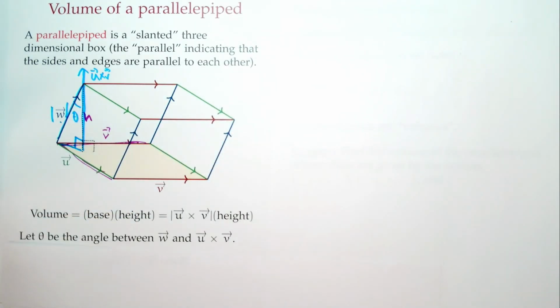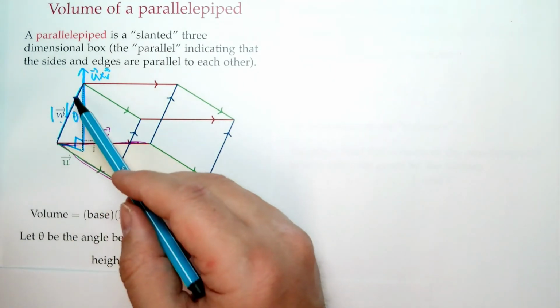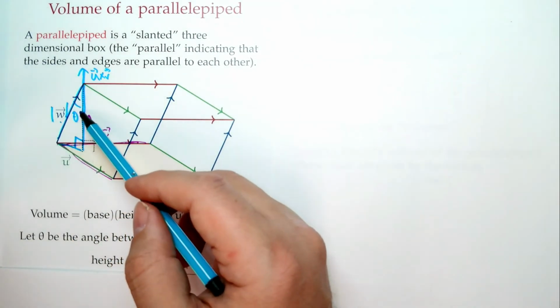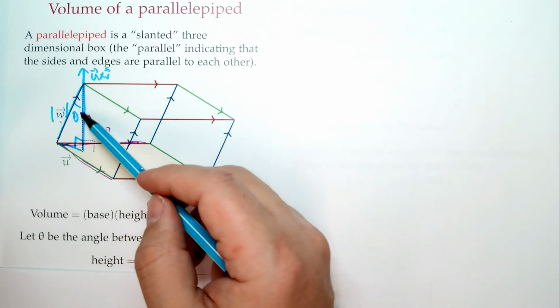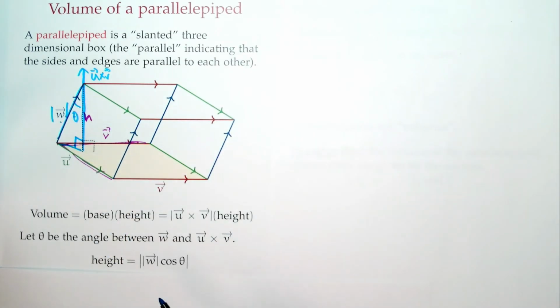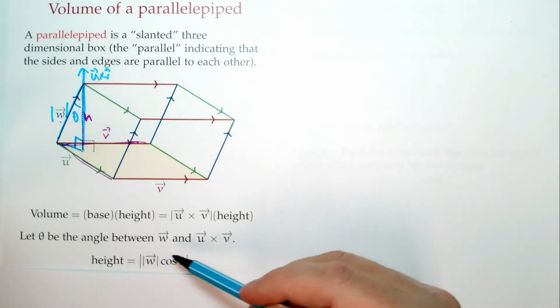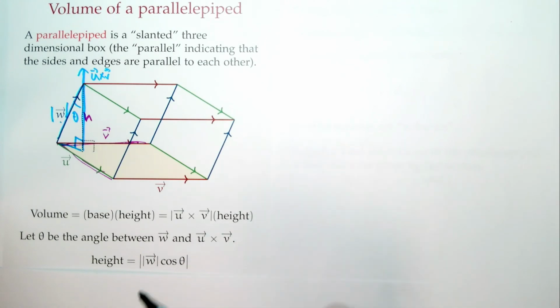So the height is the following. It's the magnitude of w, which is the hypotenuse, times cosine theta. How do you find the adjacent side if you know the hypotenuse? You use the cosine. So the height is the magnitude of w times cosine theta. Now you'll notice I have an absolute value sign, and the reason that has to be there is because cosine could be negative.